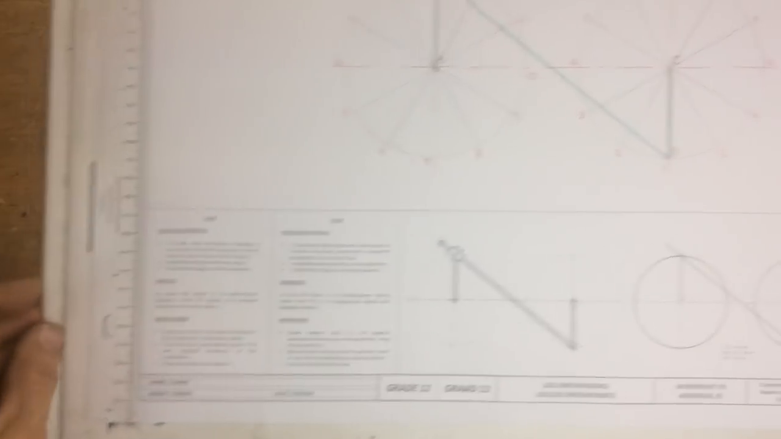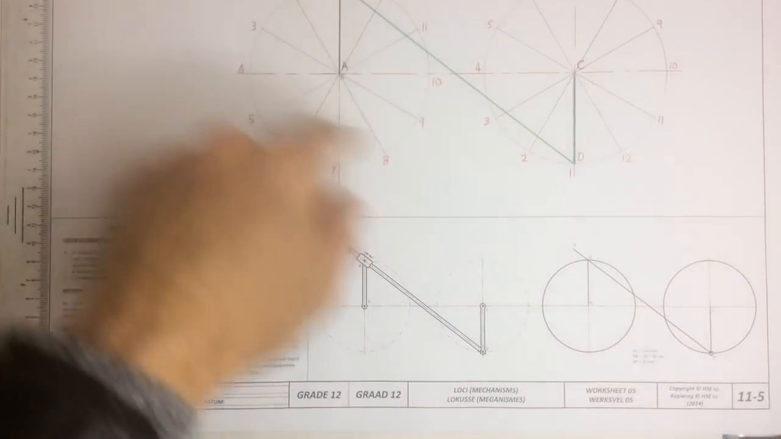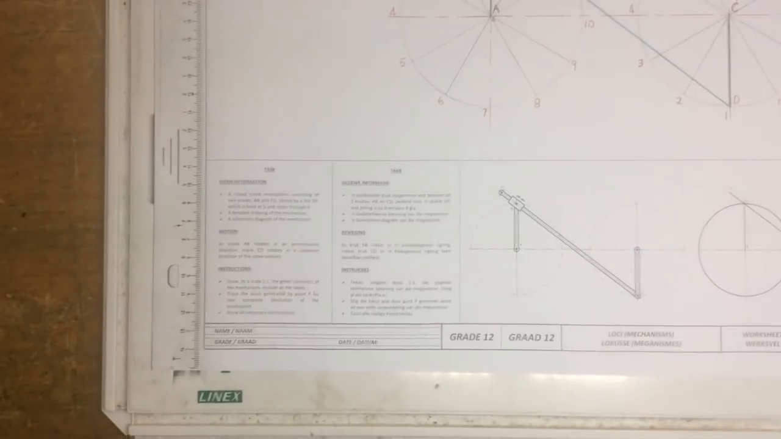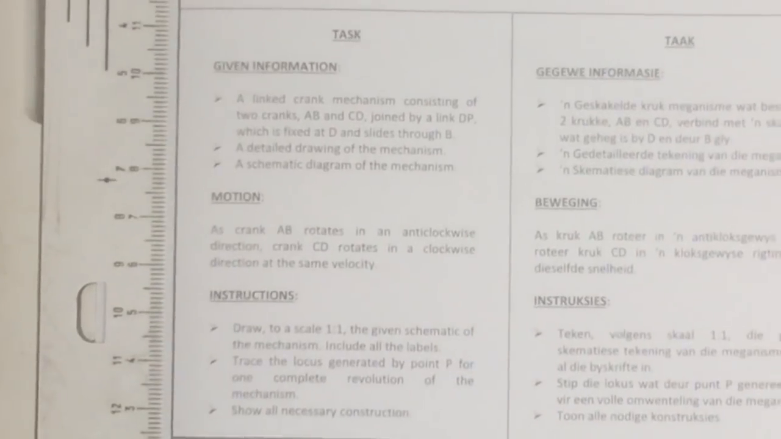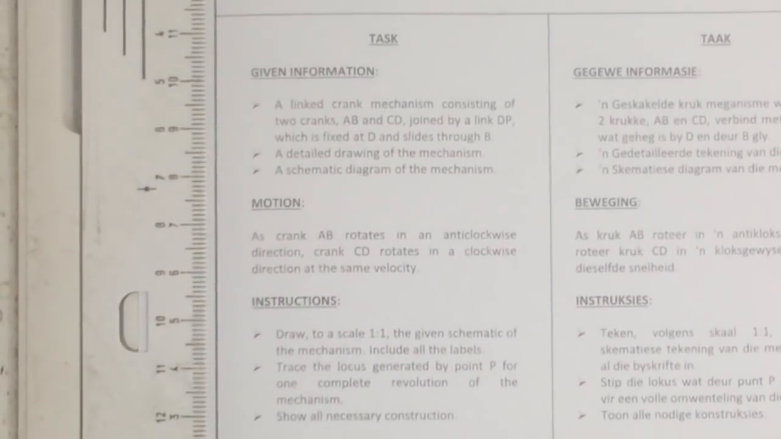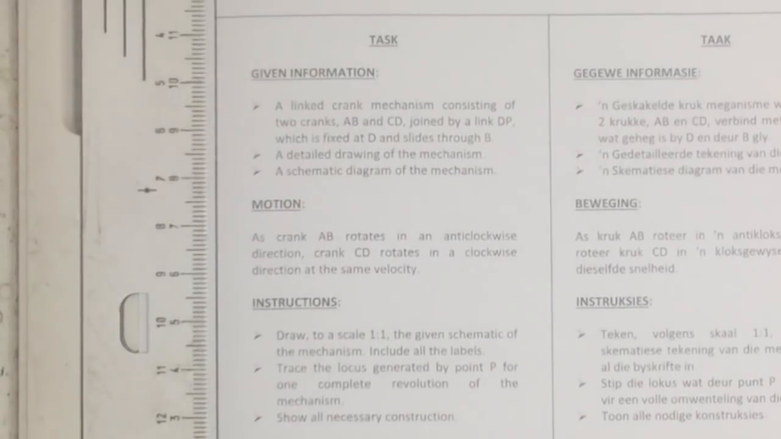Right, we're going to be looking at this question of this mechanism over here. I'm just going to read the question to you quickly. It says here, a linked crank mechanism consisting of two cranks AB and CD joined by a link DP, which is fixed at D and slides through B.